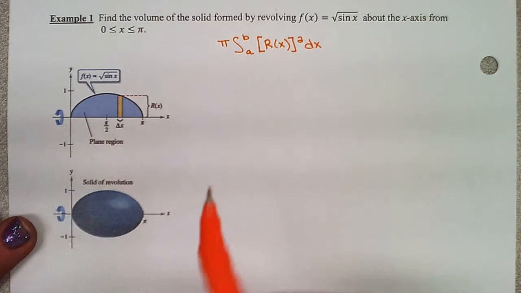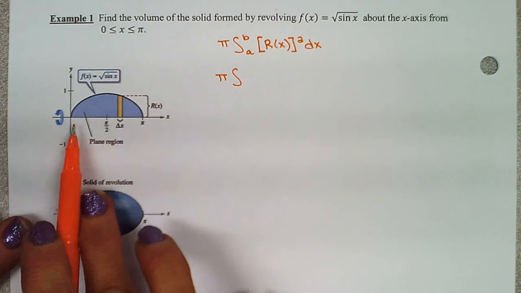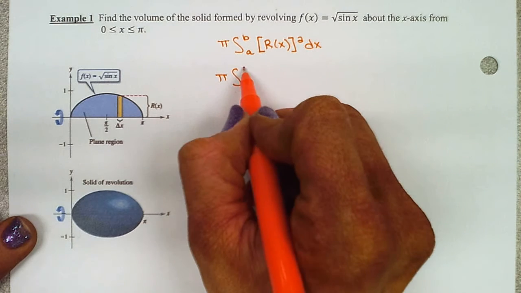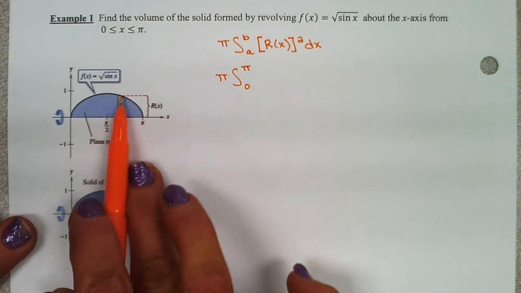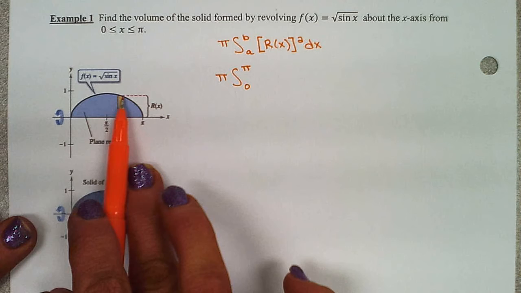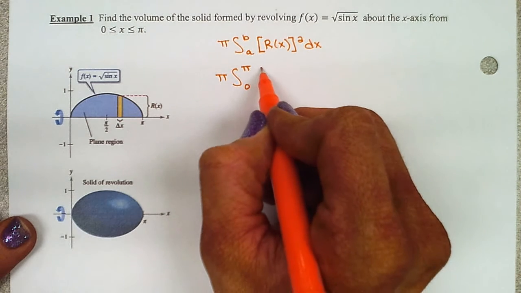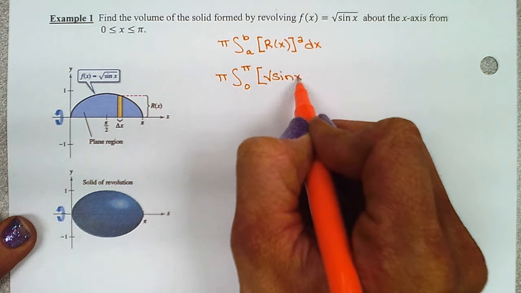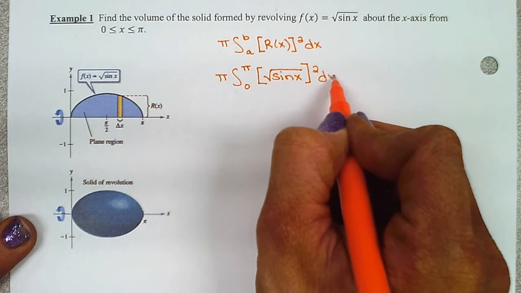So on here, we're going to have that pi. Our limits of integration, we're going from 0 to pi. And now our radius is going to be the height of this rectangle, which is just from the x-axis up to the function, and the function is the square root of, sorry, not the square root of x, the square root of sine of x. We're going to take that and square it, dx.